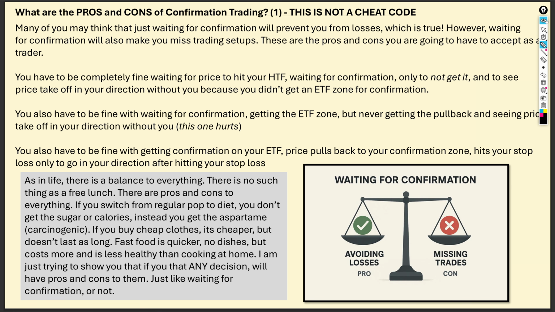I'm just simply going to pretty much read it here. So many of you think that just waiting for confirmation will prevent you from losses, which is definitely true. However, waiting for confirmation will also make you miss trading setups. There are pros and cons you're going to have to accept as a trader. It does not matter if it's confirmation or whatever. There's always going to be pros and cons. You have to be completely fine with waiting for price to hit your higher time frame. A lot of people do not have that patience.